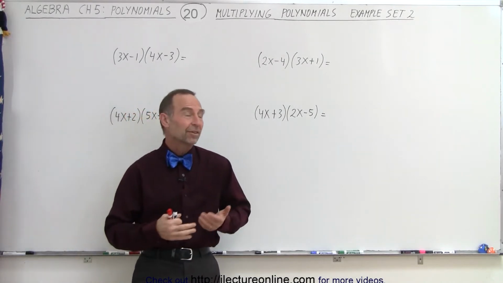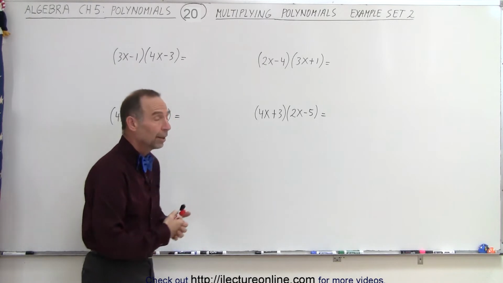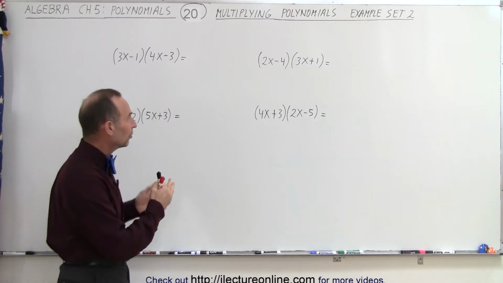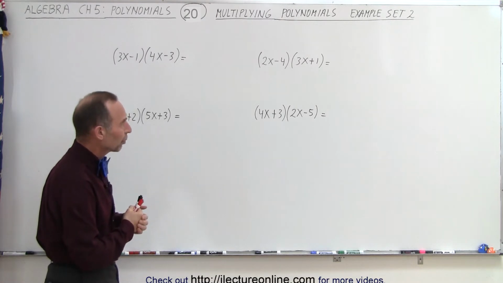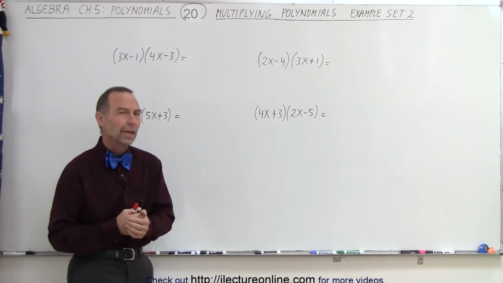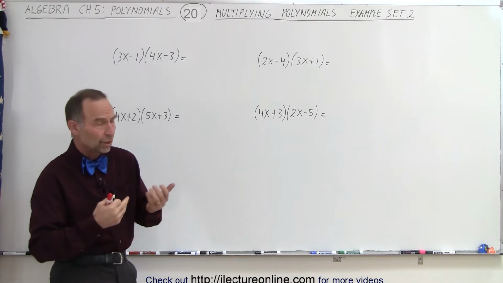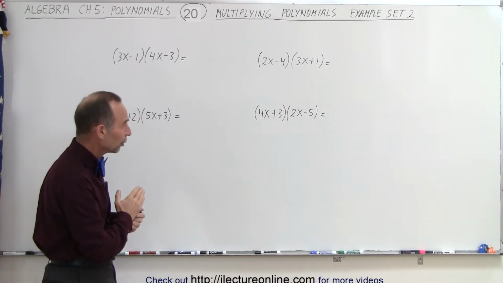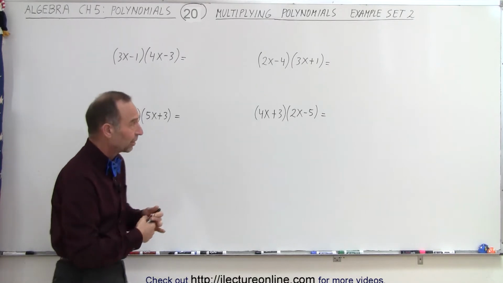Here's our second set of examples of how we multiply binomials together. Notice in this case, the x's in front have a numerical coefficient. So how do you deal with them? Well, you can always use the initial approach where you take each term of the first binomial and multiply it by each term of the second binomial.